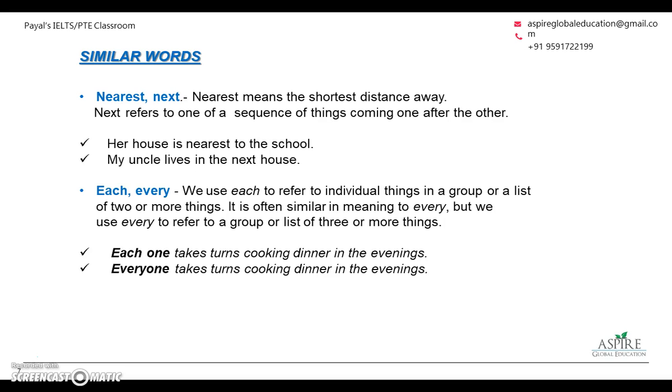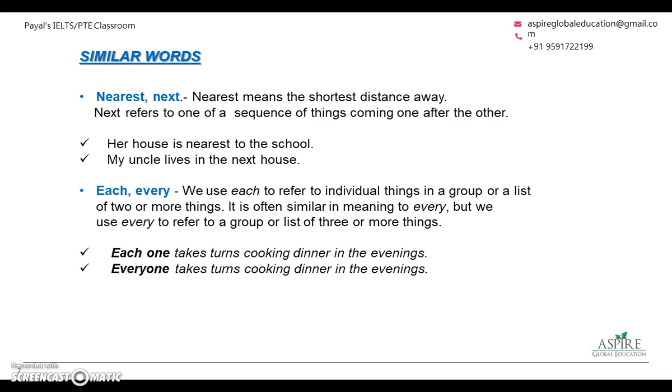Let's try to look at the other group of words, each and every. We use each to refer to individual things in a group, like each of the boys, or each one takes turns cooking dinner in the evenings. And the meaning is very similar to every, but we use every to refer to a group of things, which is like three or more things. It is not used for two things.